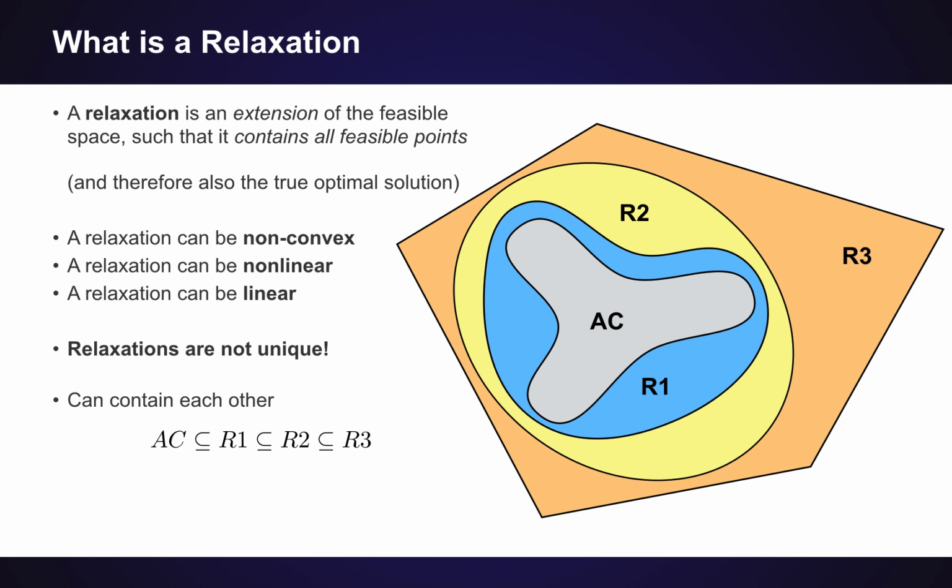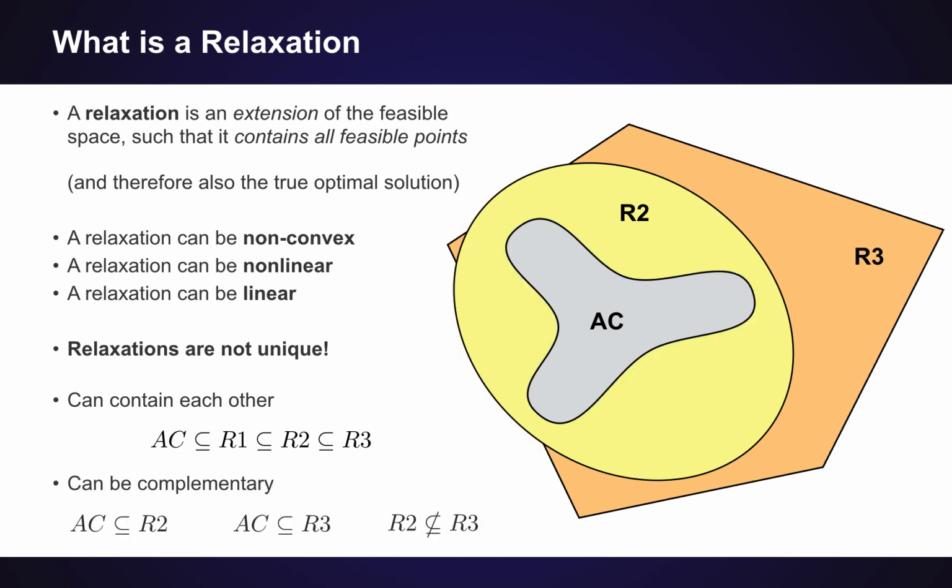Yes, good point. In some cases it might be possible to say that one is contained in another and is extending the feasible space more. But in some cases, this is not possible. They can also be complementary. So for example, in the case shown here on the slide, relaxation number 2 is a relaxation of the AC optimal power flow feasibility region. Relaxation number 3 is also a relaxation of the feasibility region. But relaxation number 2 is not contained within relaxation number 3.